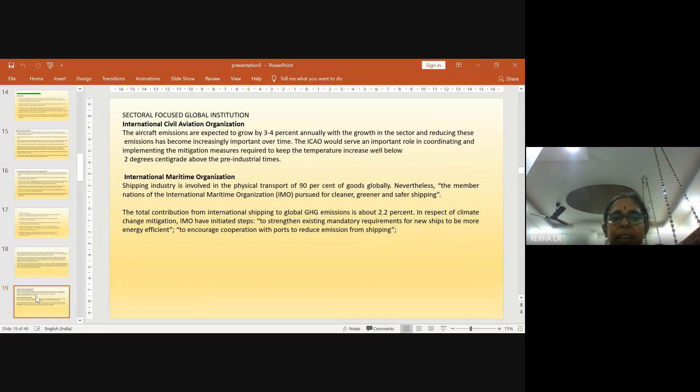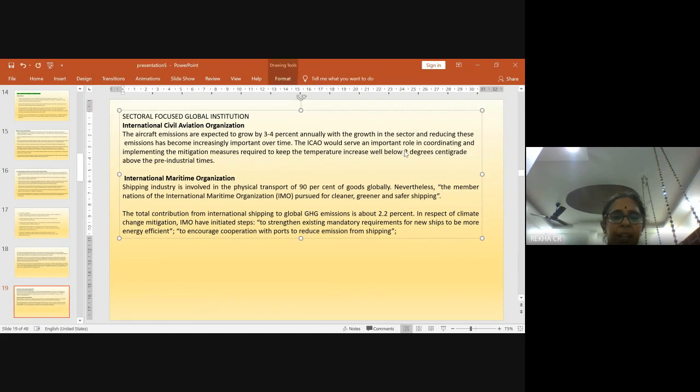So the ICAO would serve an important role in coordinating and implementing the mitigation measures required to keep the temperature increase well below 2 degrees centigrade above the pre-industrial times. International Maritime Organization. So here, the shipping industry is involved in the physical transport of 90% of the goods globally.